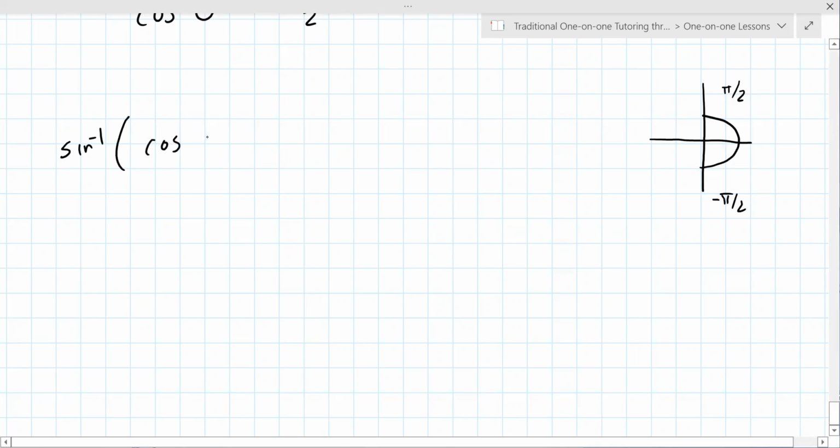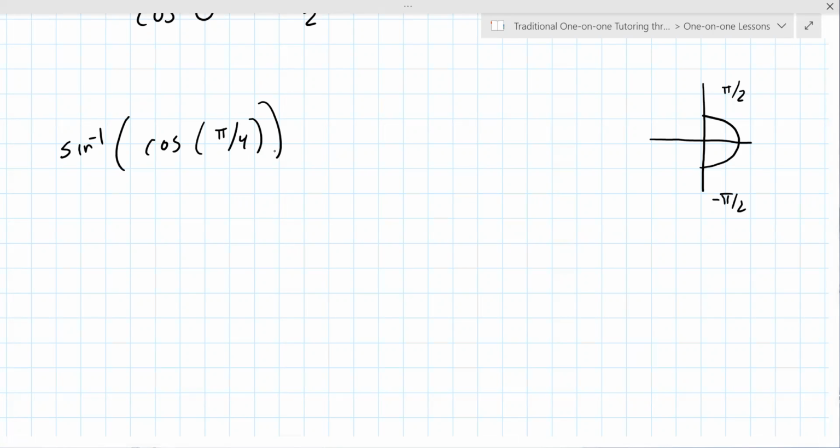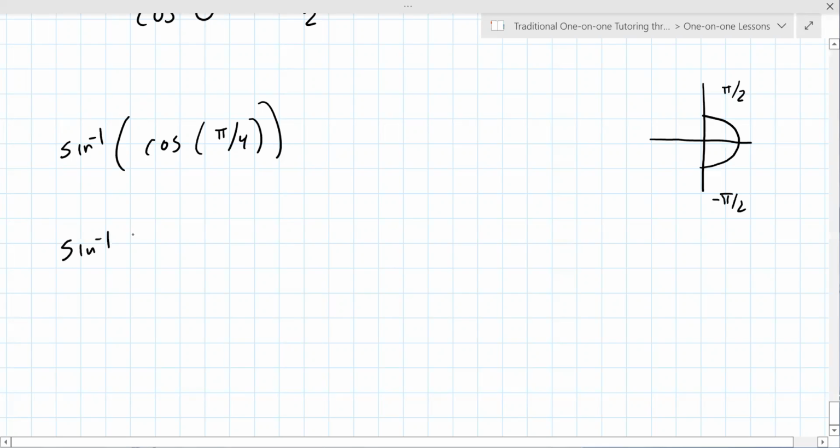So let's go the sine inverse of the cosine of pi over 4. We'll do a problem like this now. The first step here is to determine the cosine of pi over 4. Can you tell me that? It is root 2 over 2. So this is sine inverse of root 2 over 2. You're now looking for where the sine of a certain angle is root 2 over 2. Basically, where's the y value root 2 over 2?